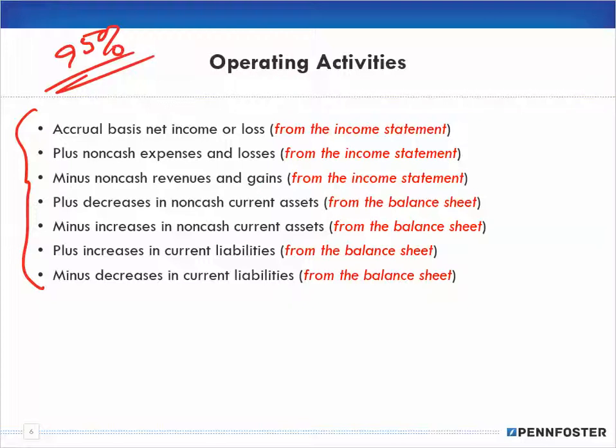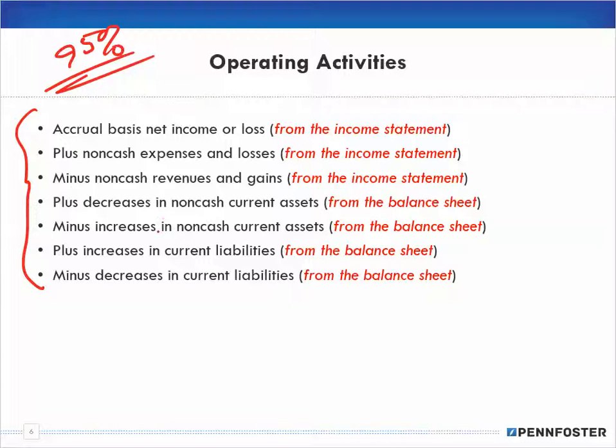Okay, so when it comes to operating activities, pause the video and write these down if you want, but they are in your textbook. That's where I got them from. These are the things that you're going to consider. The first one is the accrual basis for your net income or loss, and you'll get that from your income statement. So what that means is you're going to start out with your net income, and we're going to adjust that. Then we're going to take our non-cash expenses and losses and add them back in, and we get that from the income statement.